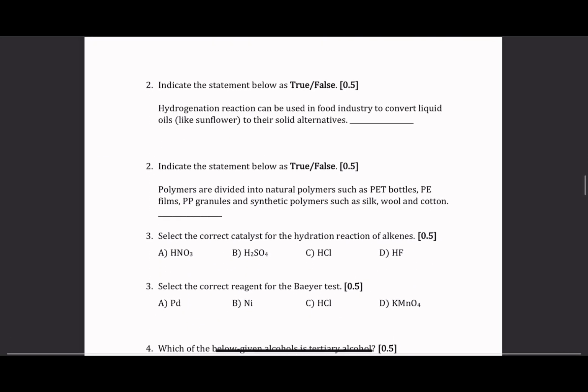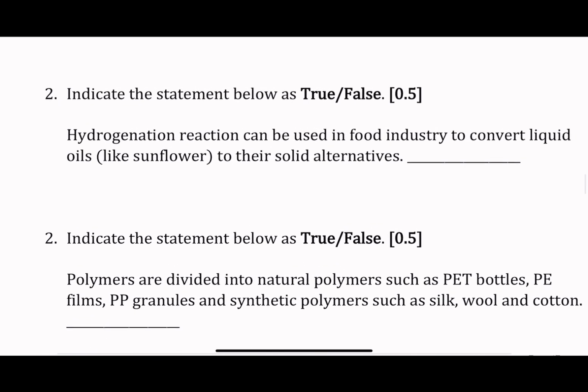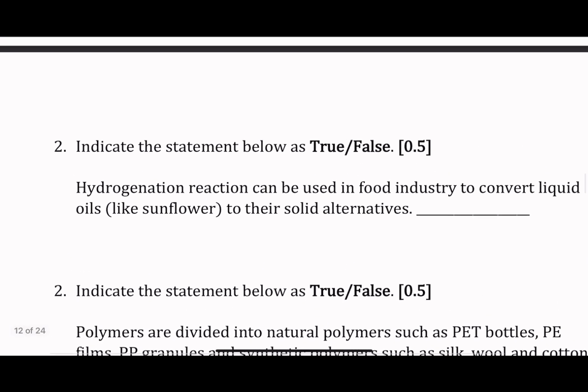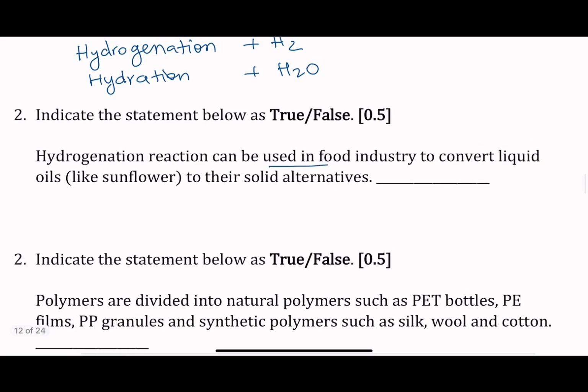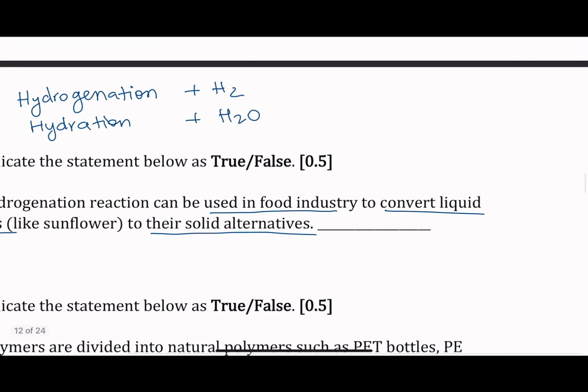Okay, so now in question 2, hydrogenation reaction. A lot of you made a mistake with hydrogenation and hydration. Hydrogenation is addition of hydrogen. Hydration is addition of water. You made a lot of mistakes on this. A hydrogenation reaction can be used in the food industry to convert liquid oils to solid alternatives. If you remember, we had some liquid oils where you would add hydrogen, and you would get a product of solid oil.